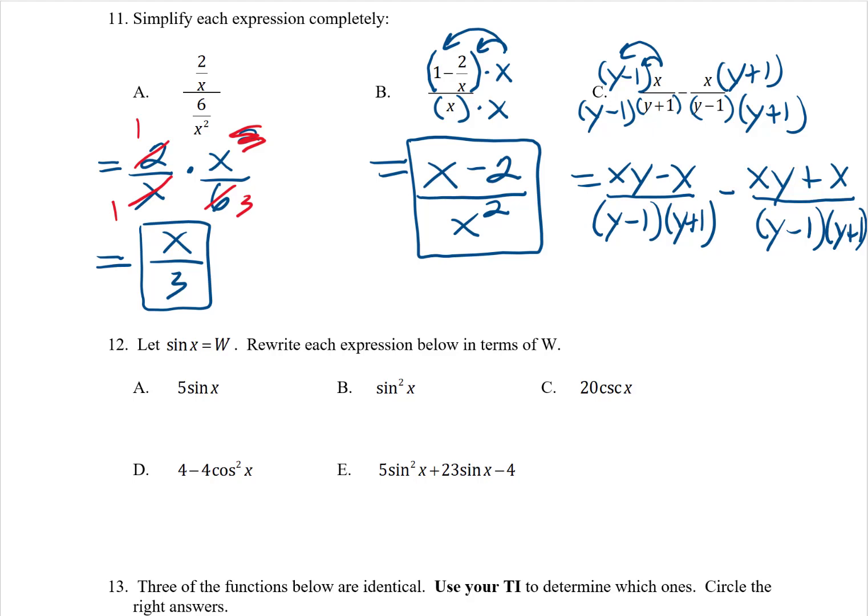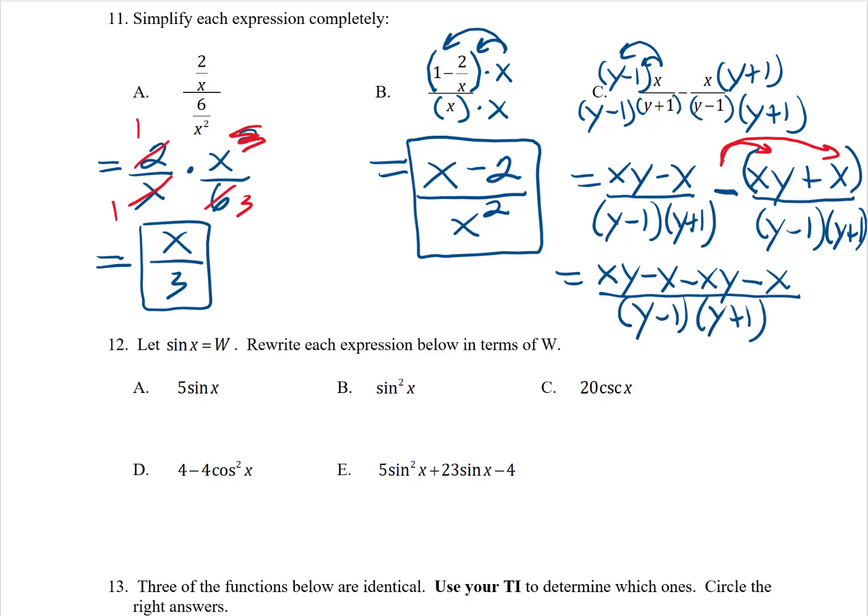Be careful here, because when you subtract, all the pieces of the second numerator need to be subtracted. I should probably go ahead and write that out. So I'll have xy minus x, then I'm going to have to subtract each of these pieces. So I'll have minus xy, and then minus x there. When I distribute that subtraction to both pieces, the bottom stays the same.